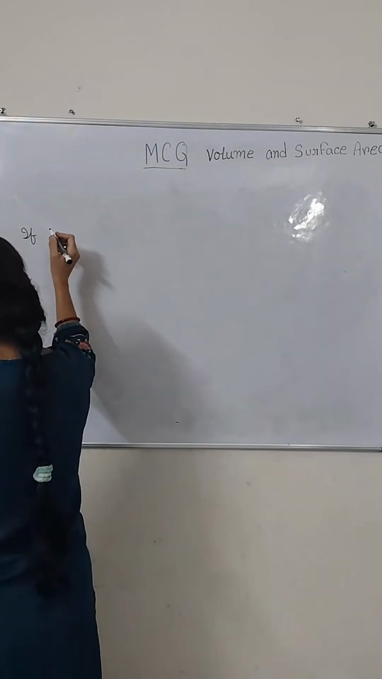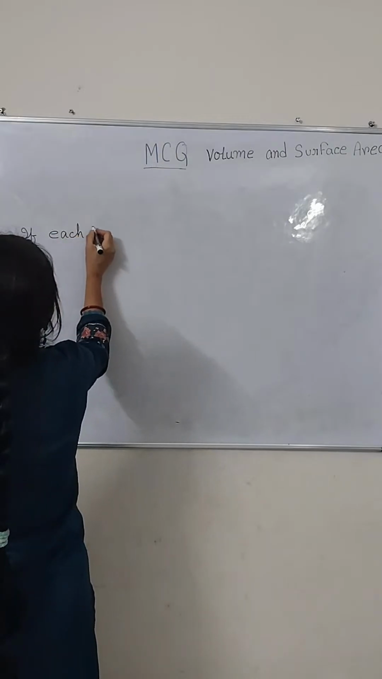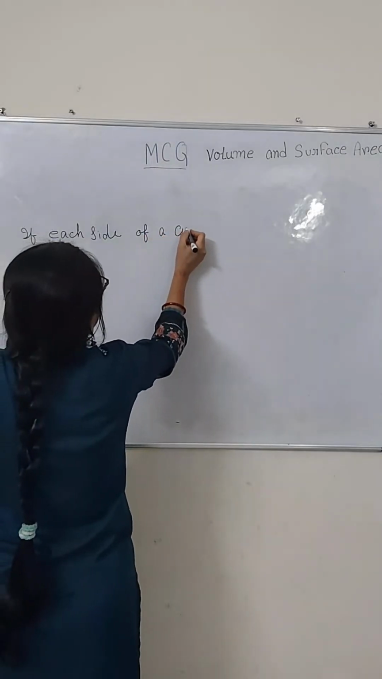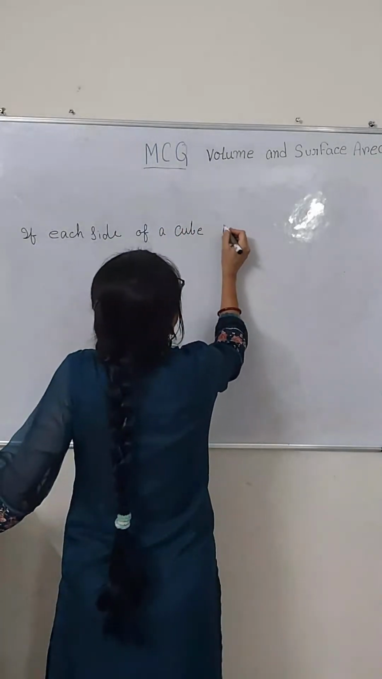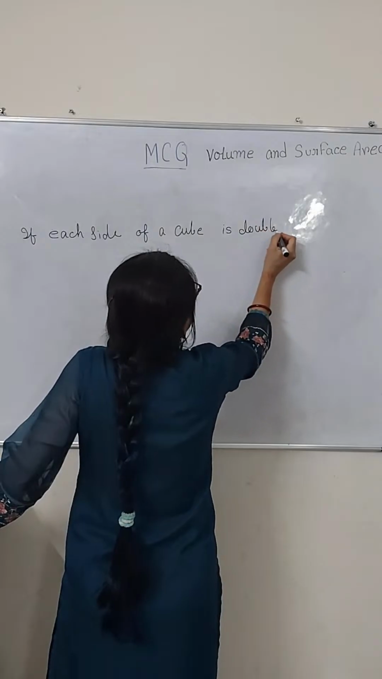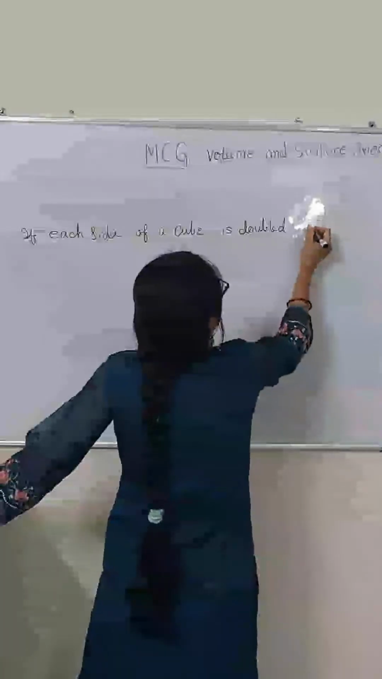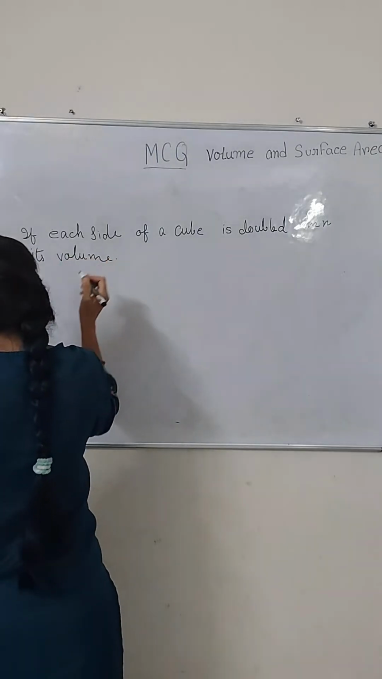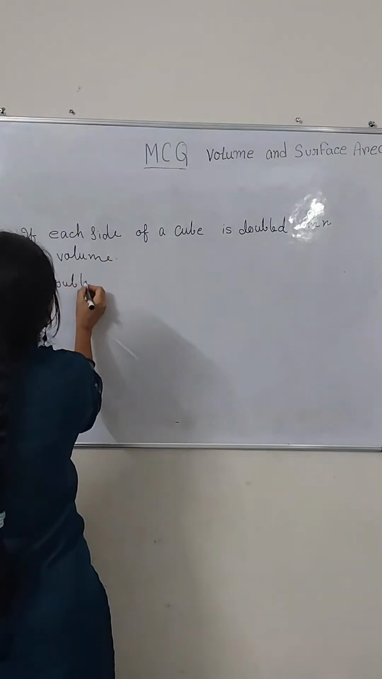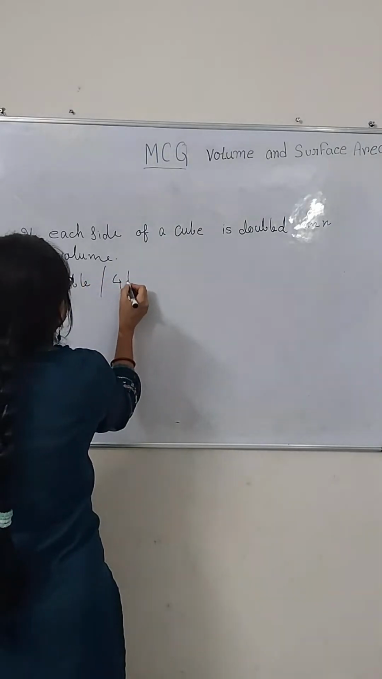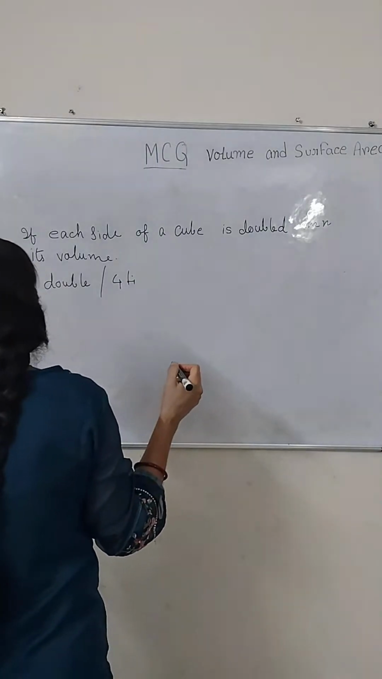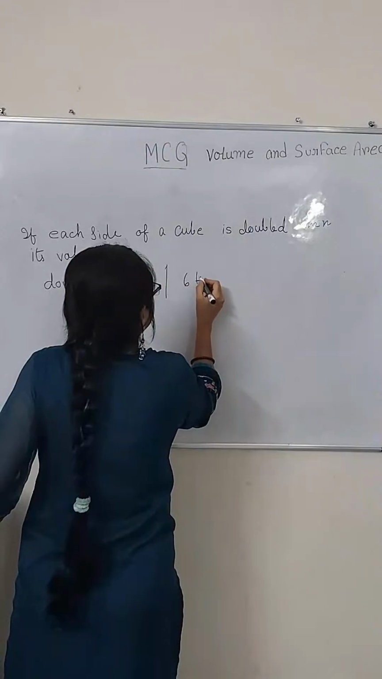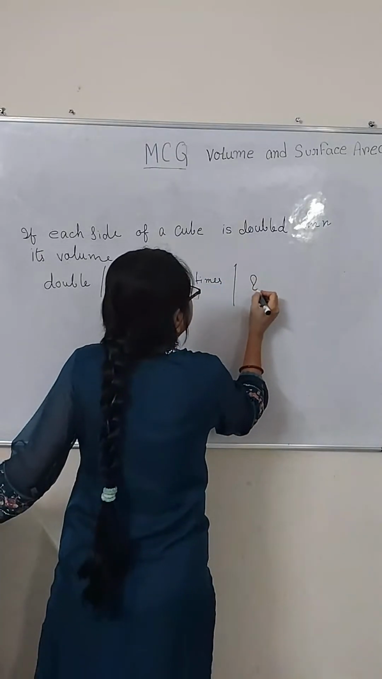If each side of a cube is double, then its volume will be double, 4 times, 6 times, 8 times.